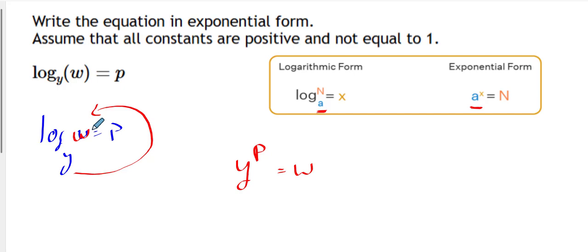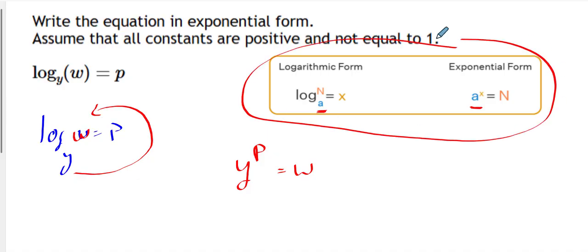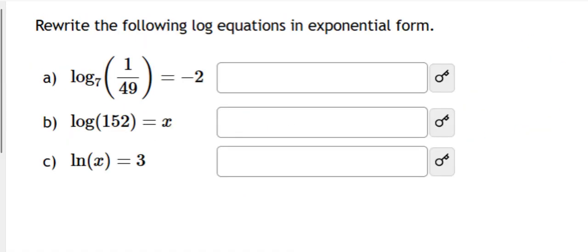You convert it. You use the backward C. And we can do that with exponentials back to logs. The bases have to be the same. That's what you have to understand. If you do that and do the backward C, you don't have to worry about memorizing that little chart. All right, so we're going to take a bunch of logs and rewrite them into exponential form. So the base ought to be 7, raised to the negative 2 equals 1 over 49.